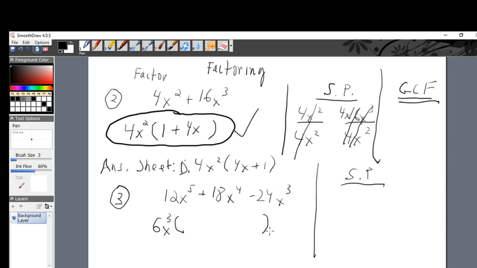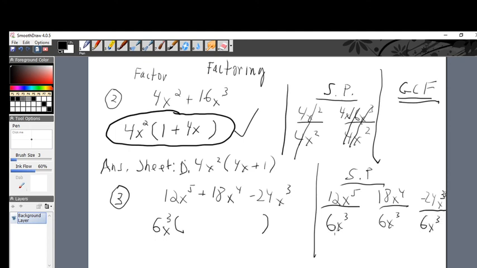Now I got to fill in the parentheses. How do you fill in the parentheses? The same way we did before. Take the first term of the problem, 12x to the 5, divide by GCF, 6x cubed. Then take the second term of the problem, 18x to the 4, divide by GCF, 6x cubed. And then take the last term of the problem, 24x cubed, and divide by GCF, 6x cubed.